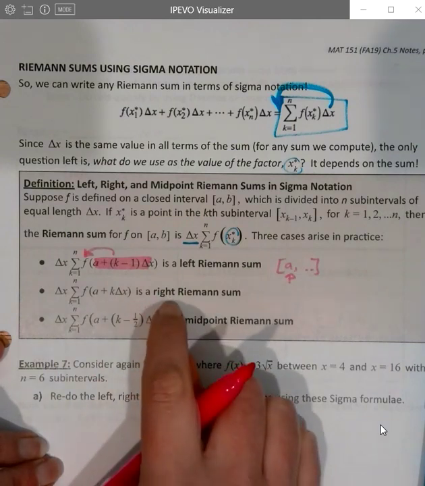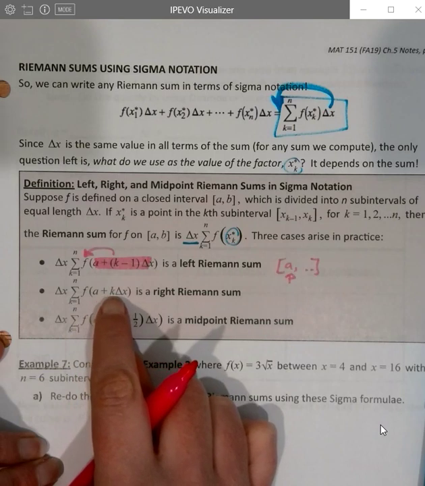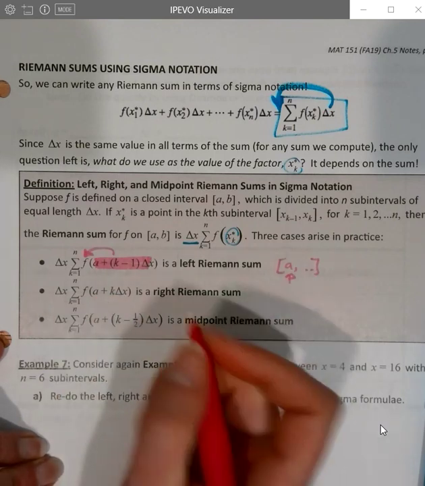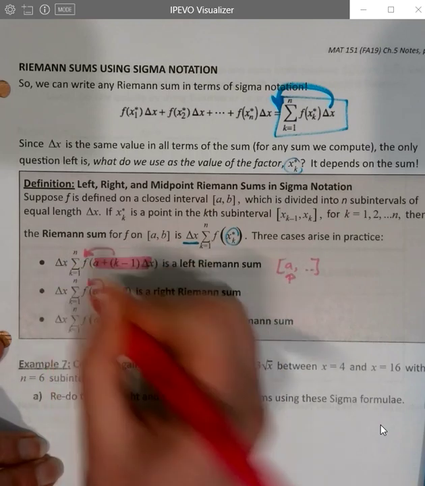Now, if it's a right Riemann sum, you don't want to start at a. You want to get all the way to b. So you immediately add on a delta x when k is 1. And so that's what we would do for the rights. So for the rights, we plug that into f.